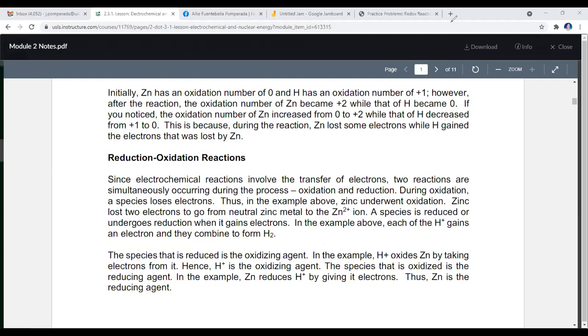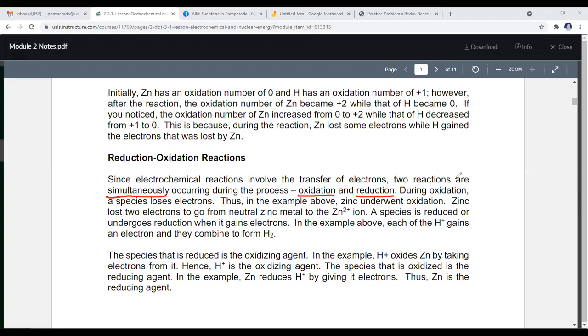Thank you. So now, since electrochemical reactions involve the transfer of electrons, we have in the first place the production of electricity, or current, due to the movement of electrons. Two reactions are simultaneously occurring during the process. One is oxidation and the other one is reduction. One is being oxidized and another one is being reduced. Take note that these reactions occur simultaneously. It can't be that you only have oxidation, or only reduction. Both occur at the same time.